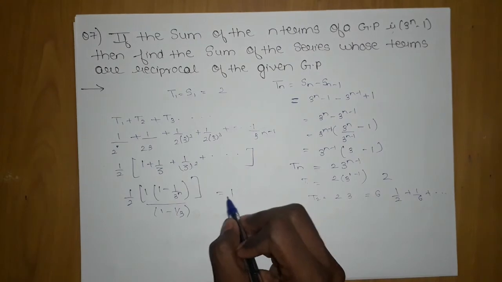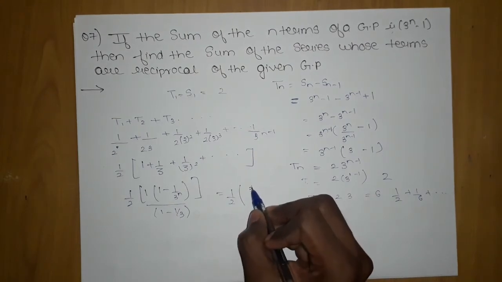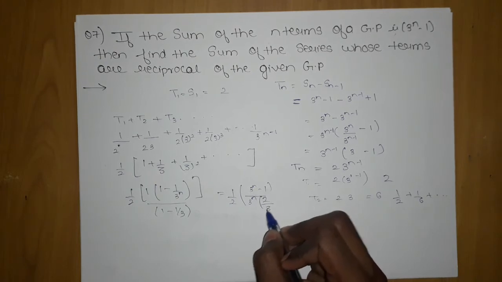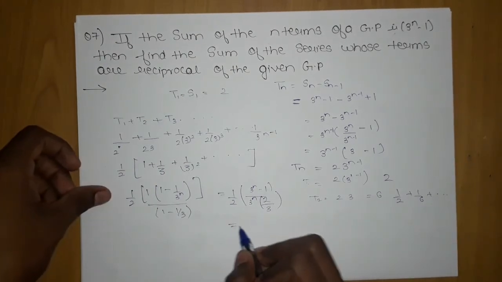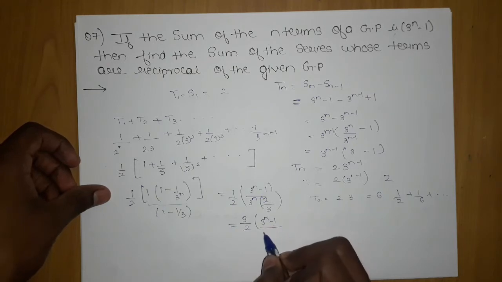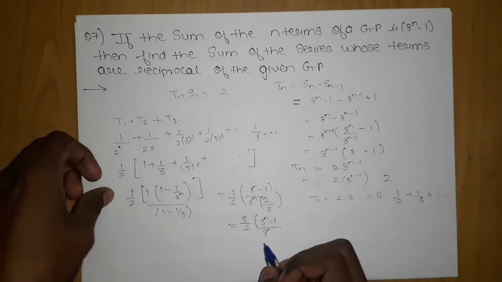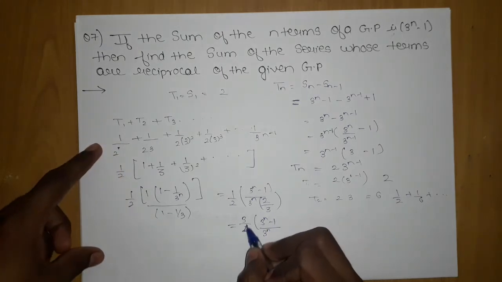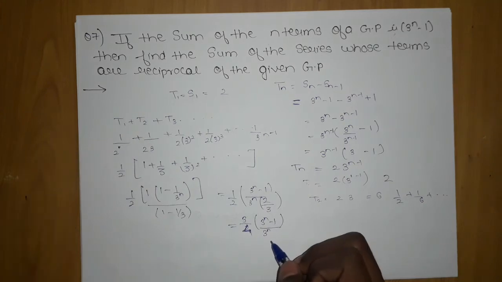Then 1 by 2 into 3 power n minus 1 upon 3 power n. Here it is 2 by 3. So what we have finally, 3 by 2 into 3 power n minus 1 upon 3 power n. Here it is 2 to 1. I think it will be 4. This 2 will multiply, it will become 4. This is the answer.